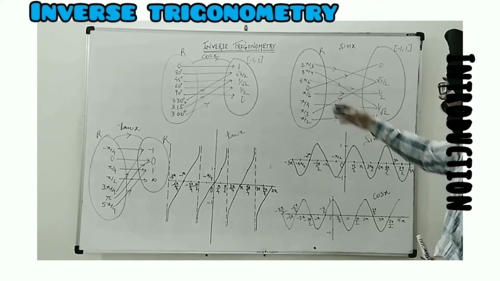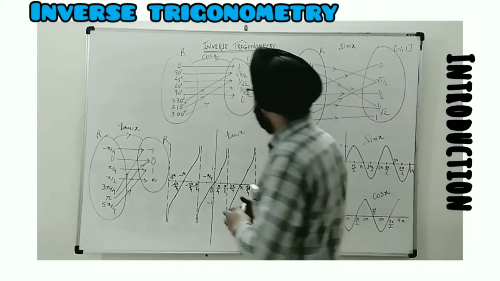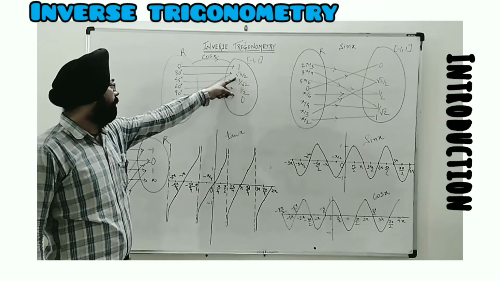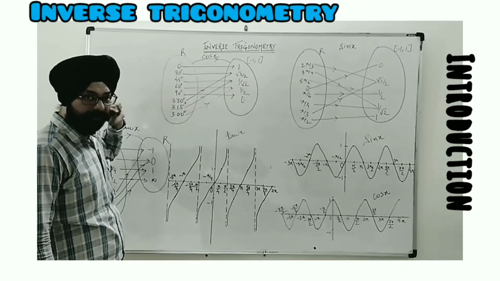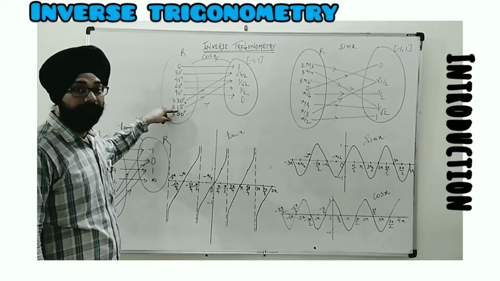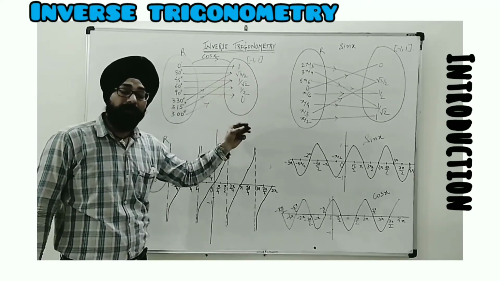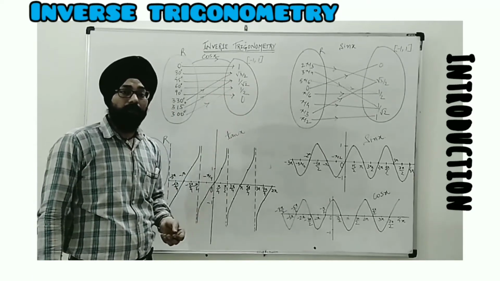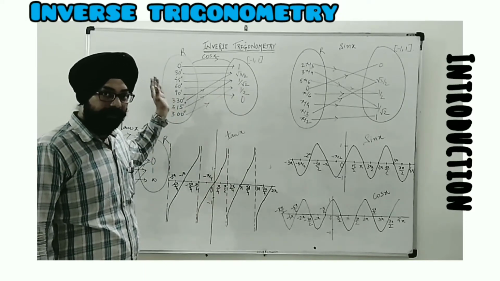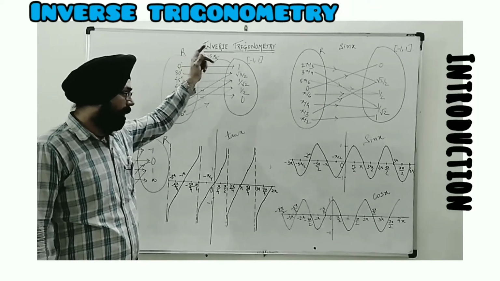Now, if I see the case of cos x, in cos x also we find a repetition of images. Root 3 by 2 is the image of 30 degrees and 330 degrees. 1 by root 2 is the image of 45 degrees and 315 degrees. Not only positive values, negative values also are images of more than one angle taken from the domain, in cos x as well as in sin x.